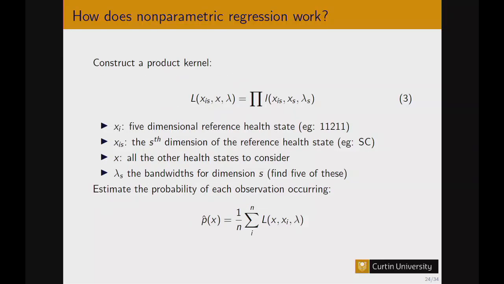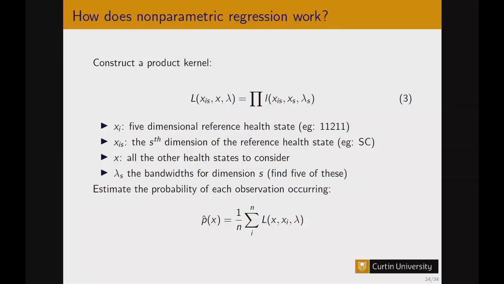The product kernel just takes all of those small kernels and puts them together. Again, as I've said before, we're looking at one reference health state and considering all of the other health states in our data; we're going to smooth to them. We're going to use a kernel to apply weights to all of the other data, and we're going to find how big that weighting function should be. So how much data are we looking at? How wide are we going?